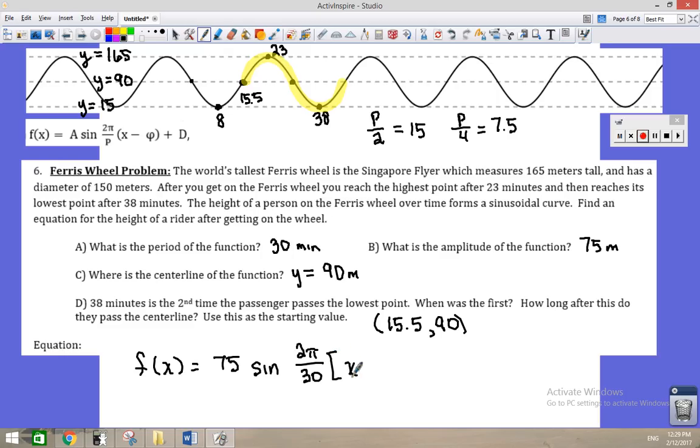And we're moving to the right, so that's a subtraction, and that's 15.5. And our center line is 90. And the 2 over 30, I would just go ahead and write that as 1 over 15, so pi over 15.